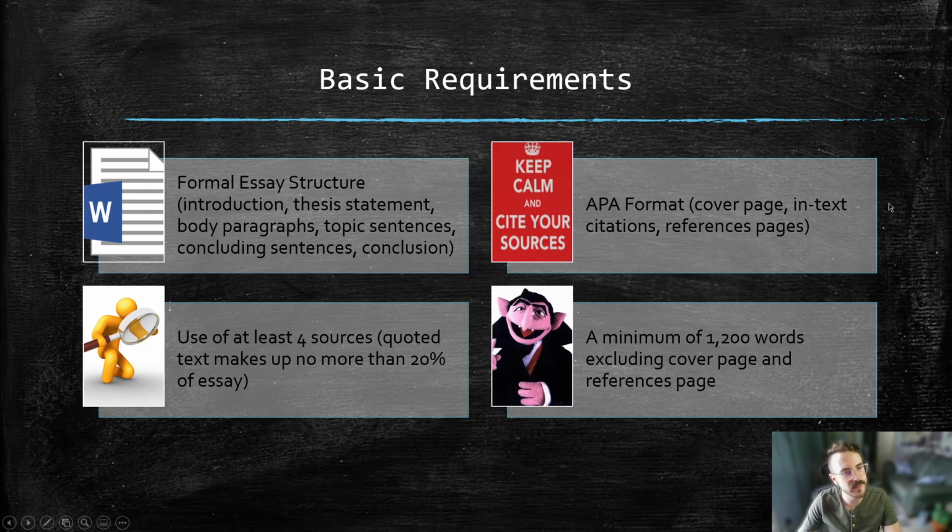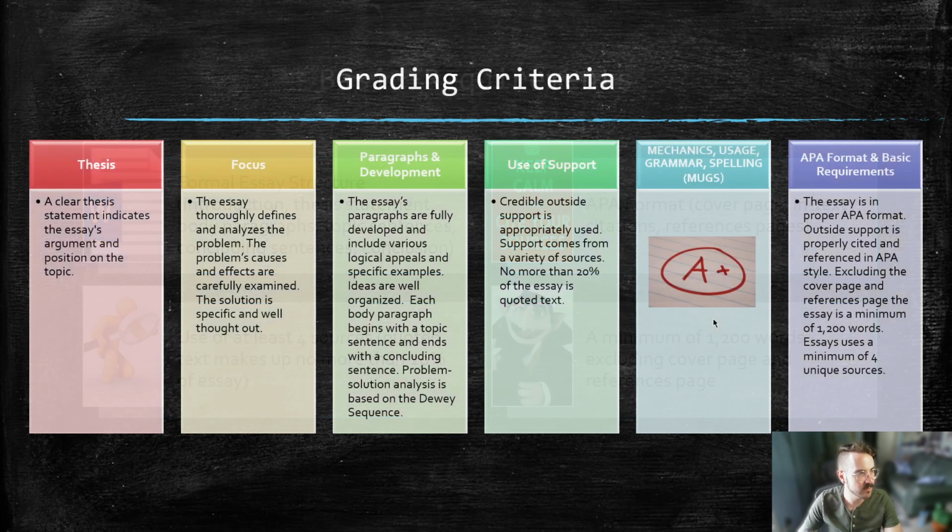The whole paper needs to be in APA format, so you need a cover page, you need to have in-text citations, you need to have a references page. All of your in-text citations and references need to be in APA. You need to have at least 4 sources, and your quoted content should be no more than 20% of the essay. And it needs to be a minimum of 1,200 words, not counting the cover page and references.